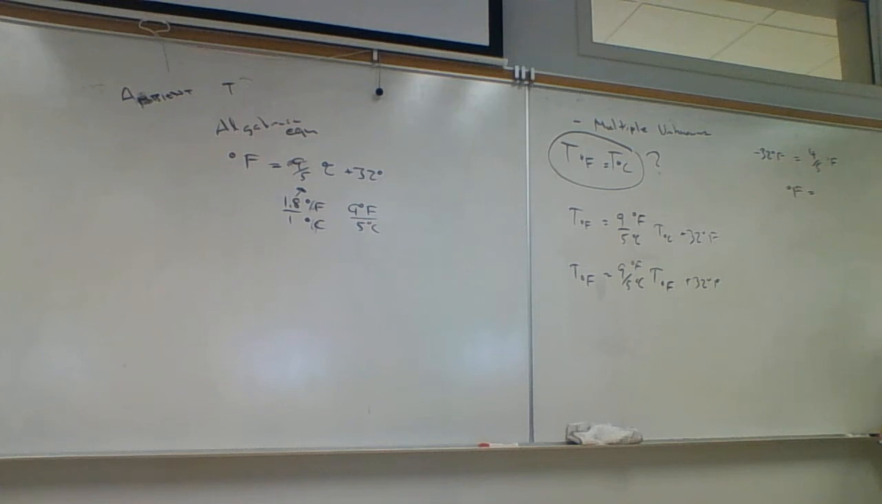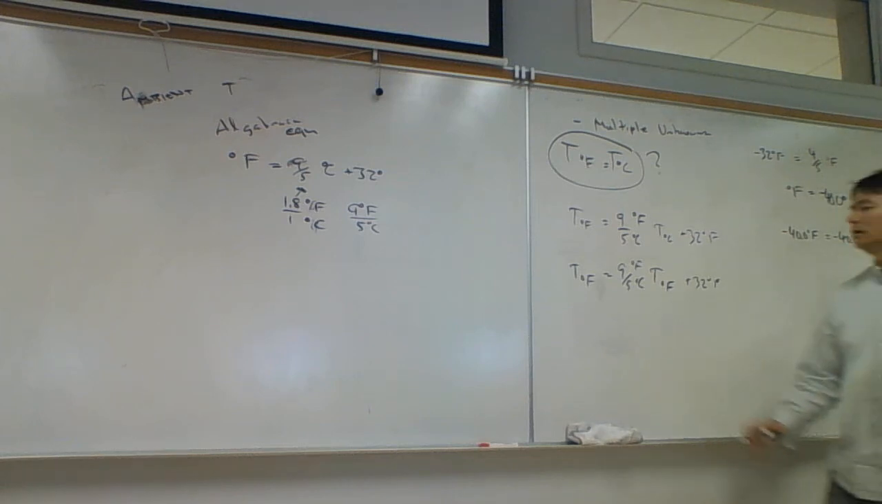Is it negative 40? Negative 40.0 degrees. And so what that means is that negative 40.0 degrees Fahrenheit is equivalent to negative 40.0 degrees Celsius. So if I had two thermometers and I put them in negative 40 degree substance, both thermometers would read negative 40. Does that make sense? Is there a way we could double check this?